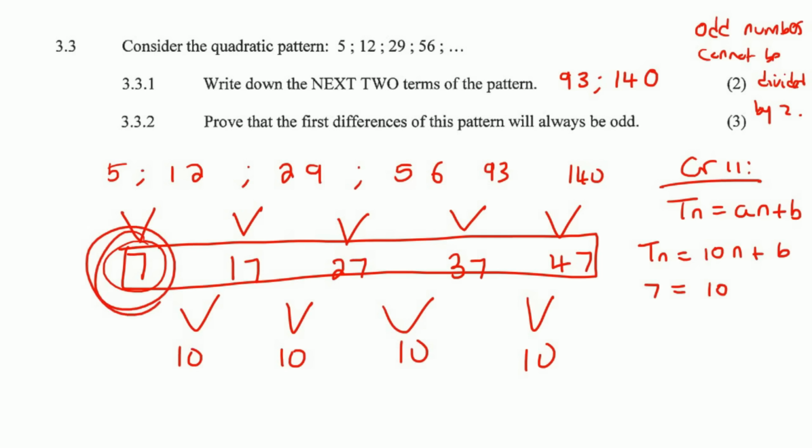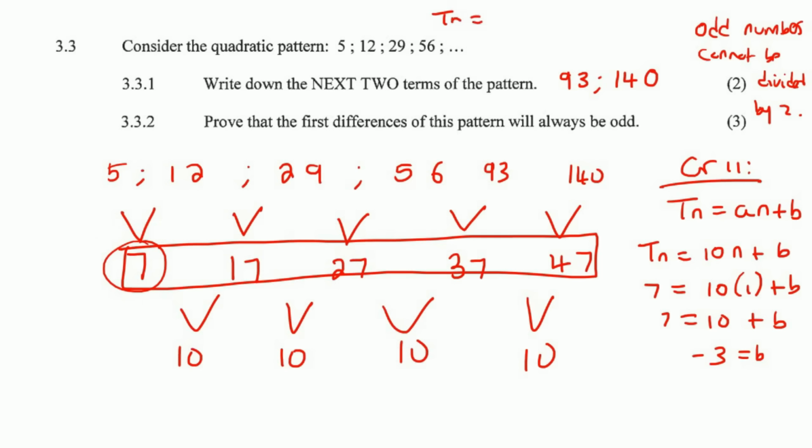And then this is term number 1, so I'm going to put a 1 over there. And then that means 7 is equal to 10 plus b. So if I had to get b by itself, I would get negative 3. So I now have the formula, so we can say that Tn is equal to 10n minus 3.